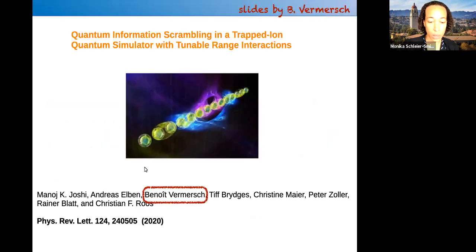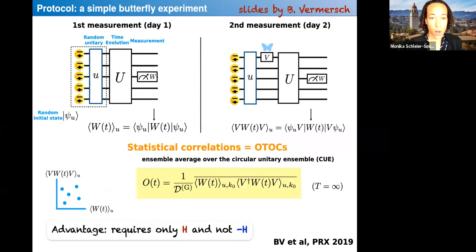So motivated by that, there have been recent experiments taking a different approach. Here I was kindly given a few slides by Benoit Vermeersch, who has worked with all of the folks listed here on a way of measuring information scrambling in a system that's a chain of trapped ions, and that has some tunable range of interaction. So this is something where we'll also be able to ask about the spatial dynamics of the scrambling. Okay, and the basic concept is the following.